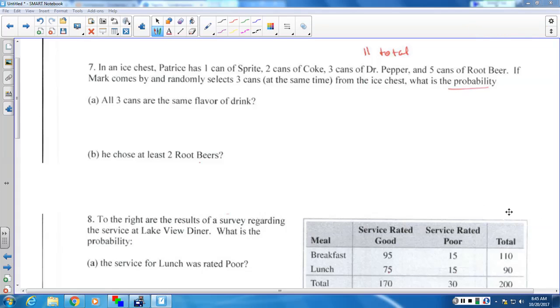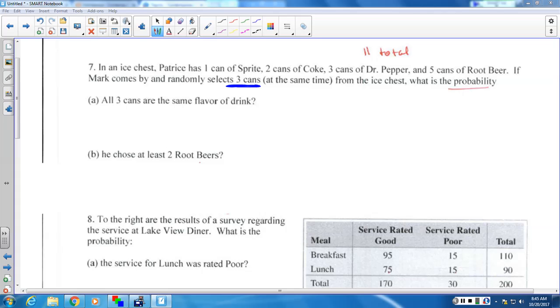Okay, number 7. In an ice chest, Patrice has 1 can of Sprite, 2 cans of Coke, 3 cans of Dr. Pepper, and 5 cans of root beer. I already wrote above it, that means 11 total cans. If Mark comes by and randomly selects 3 cans at the same time, that means it's not one after the other after the other. That means it's a group of cans. So order doesn't matter, combination.